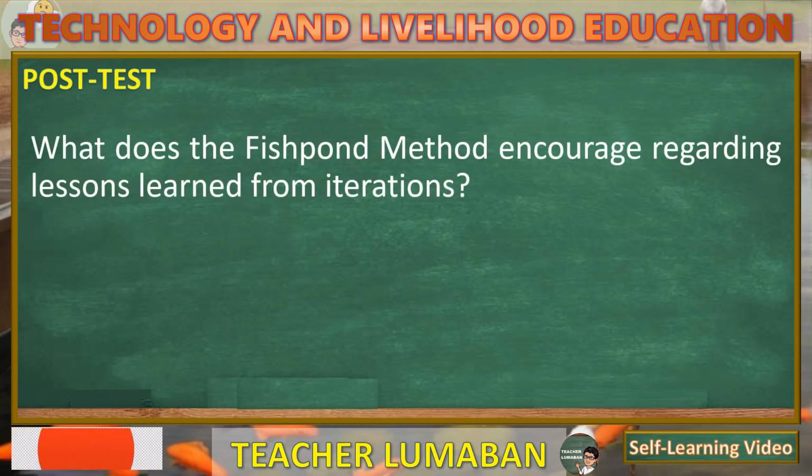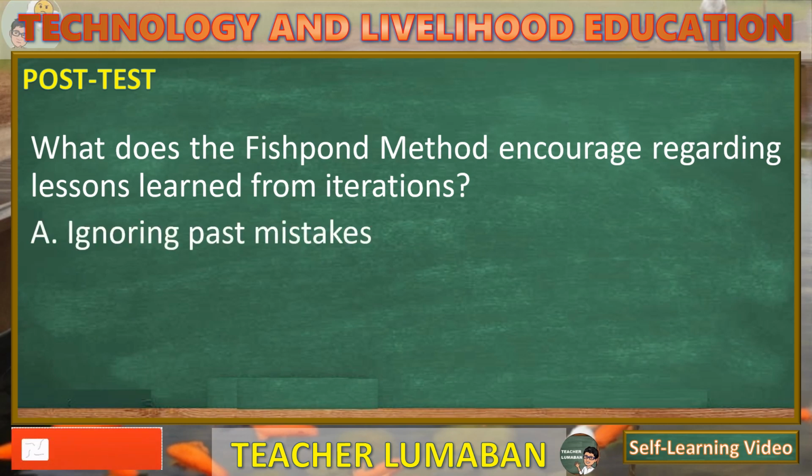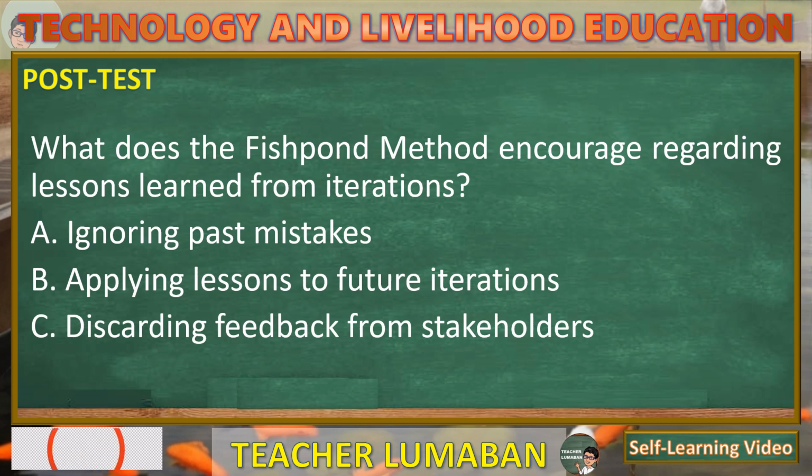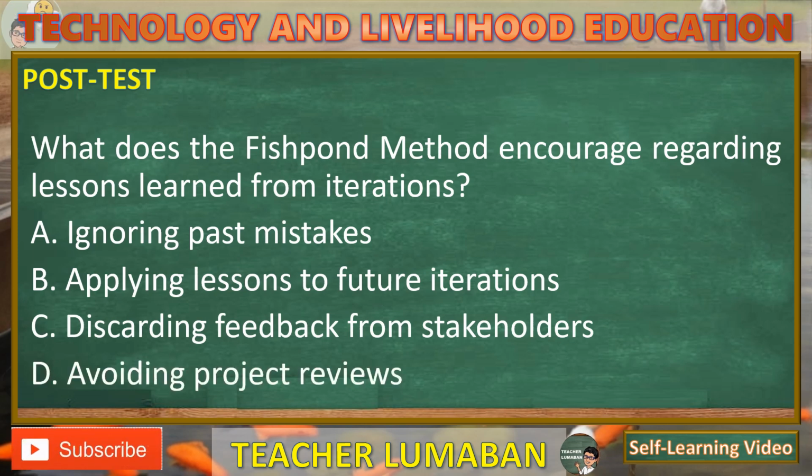What does the Fishpond method encourage regarding lessons learned from iterations? A. Ignoring past mistakes. B. Applying lessons to future iterations. C. Discarding feedback from stakeholders. D. Avoiding project reviews.